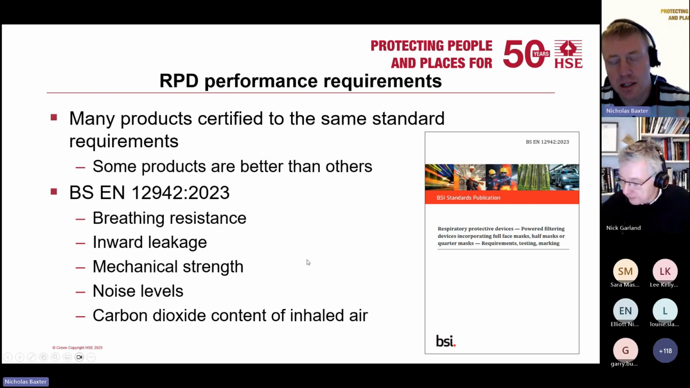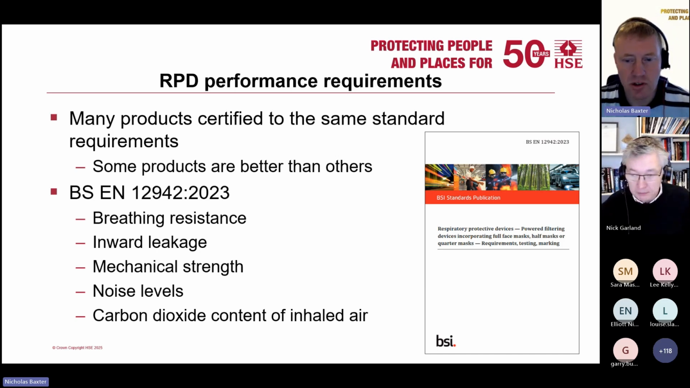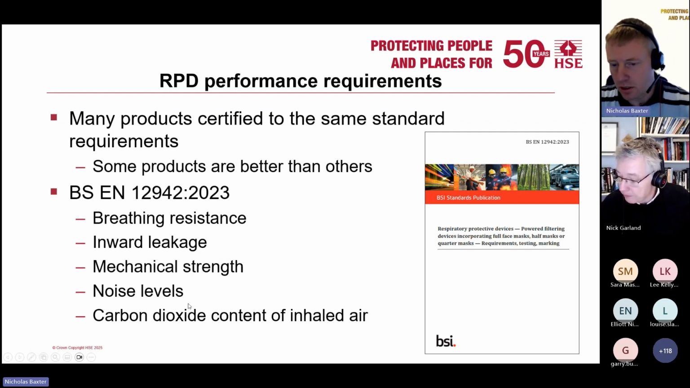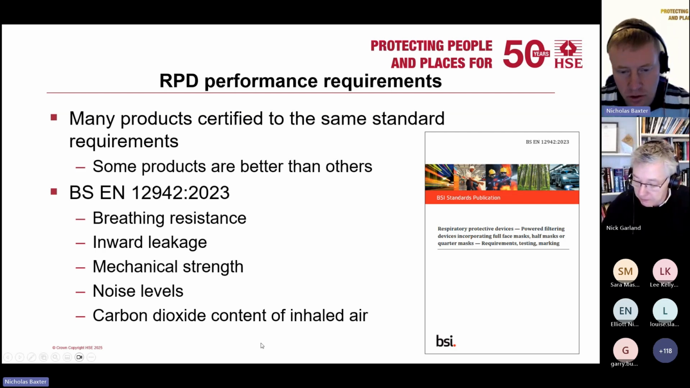Within that standard, there are many different products from different manufacturers that can all be certified to that particular standard. And there are all different requirements in there in terms of breathing resistance, leakage, the strength of the connections, the material, how noisy the fans and the equipment are, and CO2 of the inhaled air. There are lots of requirements to make sure that they're safe and operate for the wearer.